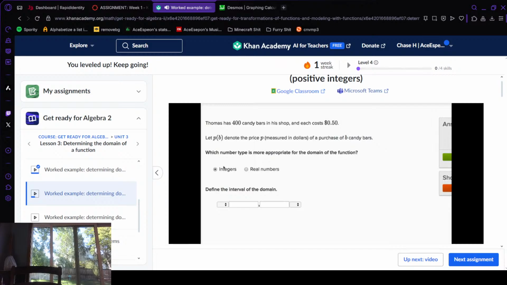You can't have all real number inputs. Integers are obviously a subset of real numbers, but you can't say, hey, I'm going to buy pi candy bars, or I'm going to buy the square root of 2 candy bars. You're going to buy an integer number of candy bars.